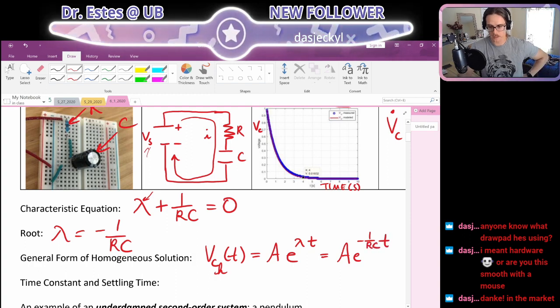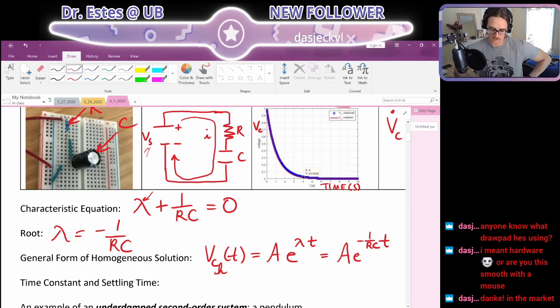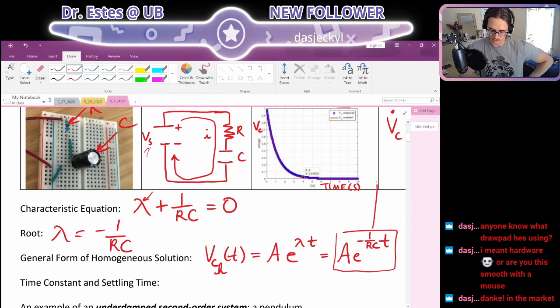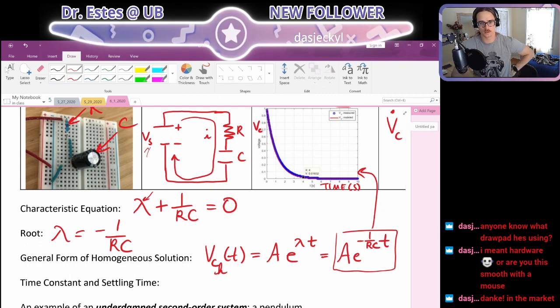So if I plug in minus 1 over RC for lambda, I get this. And this is what I'm plotting up here. So it's exponential decay. It's what we actually measured.